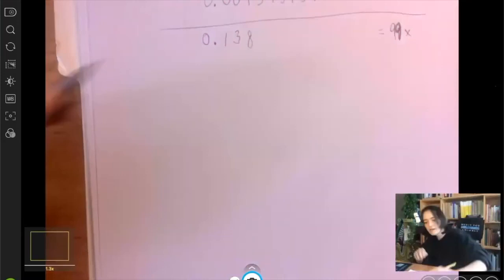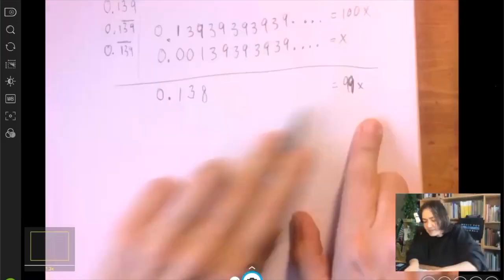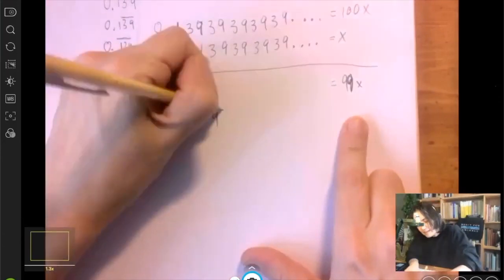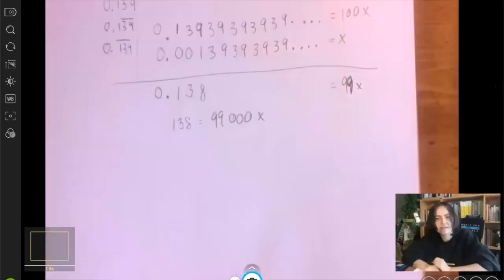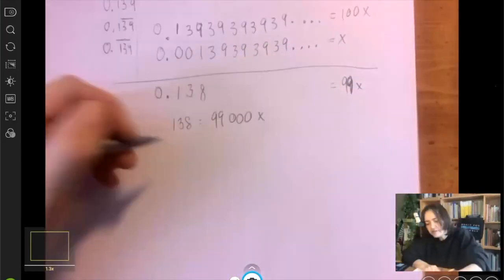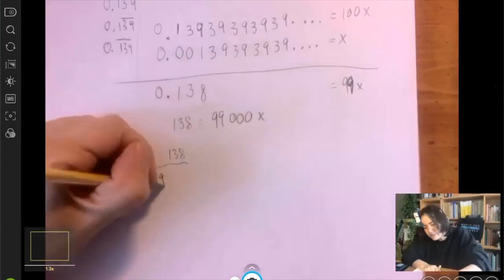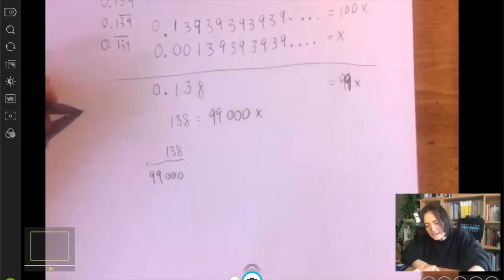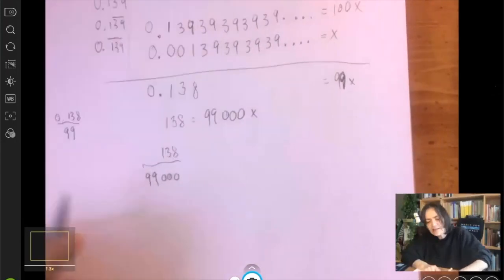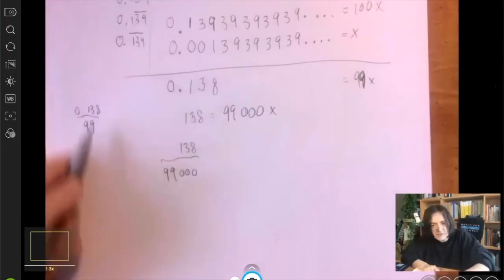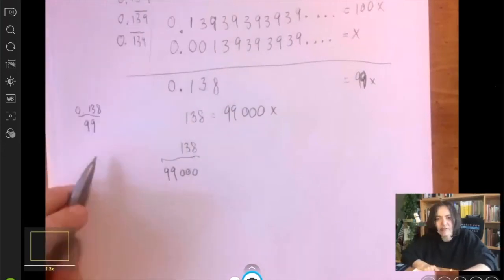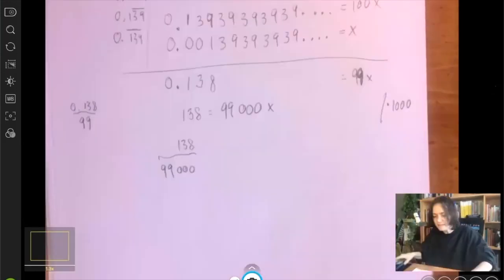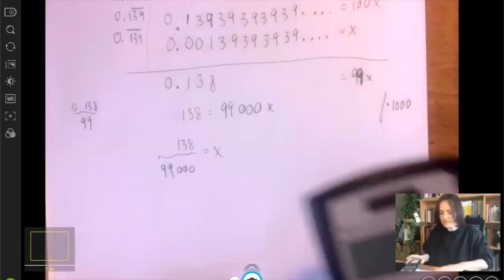So if you multiply both sides by 1,000, we're going to get 138 here, 99,000 on the other side. And then we divide, and you never have to worry about simplifying it. You can do 0.13 over 99, but then you still have to fix it, and upstairs and downstairs have to be multiplied by at least 1,000. So sooner or later, you have to come up with that 1,000. And there it is. Solve for x, and here is my favorite part. Let's check.